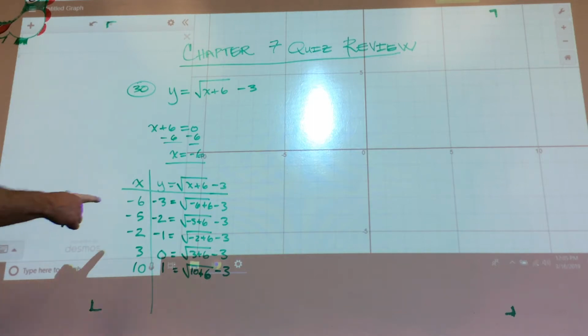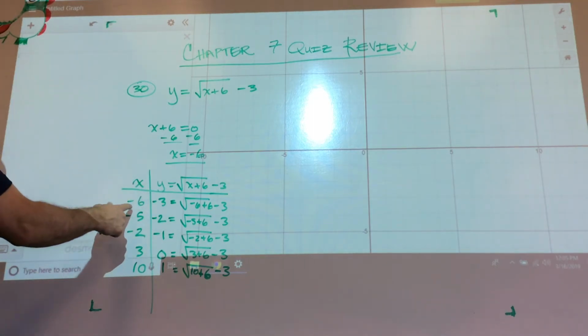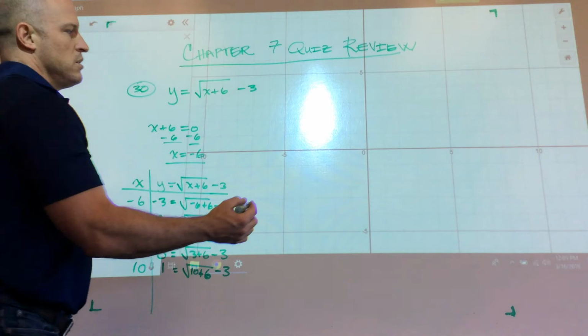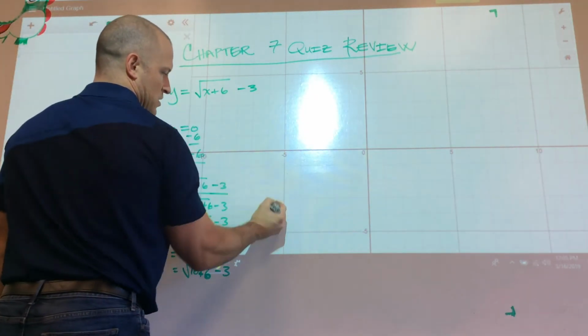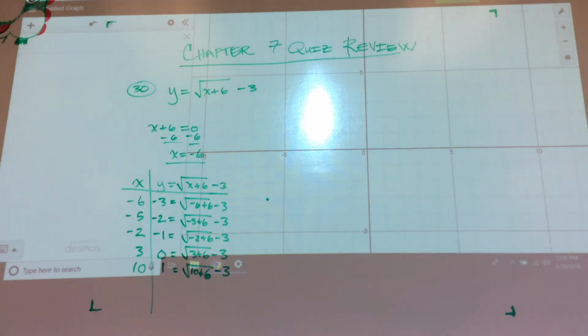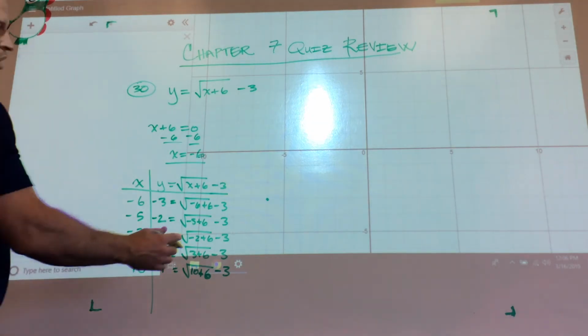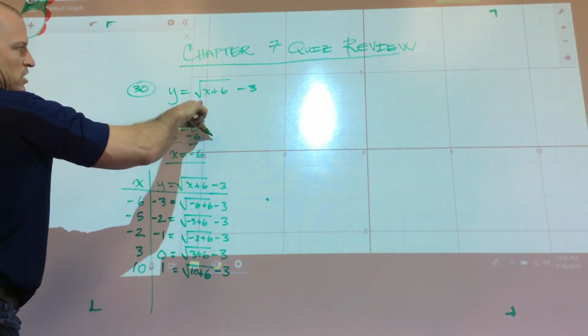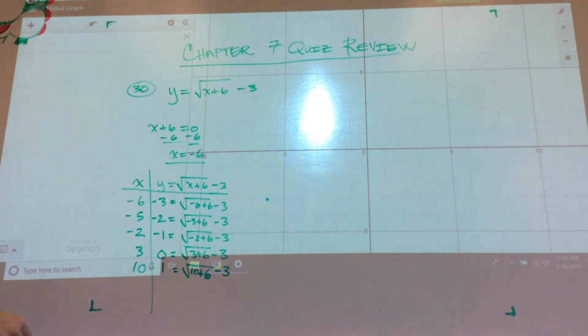So now we're just going to graph each one of these points. So I have the point -6, -3. Come over here to -6, go down to -3. There's my first point. There's the beginning of my graph. We know that there's nothing to the left of that because of this calculation we did here. Anything else to the left of that would give us a negative value inside the square root. And then we can continue to plot.